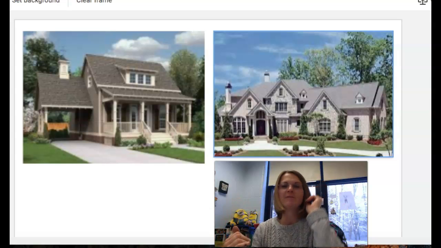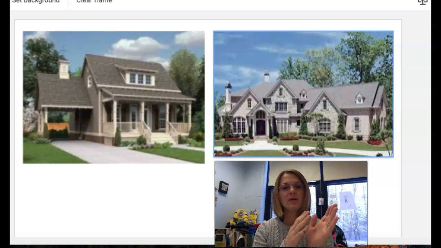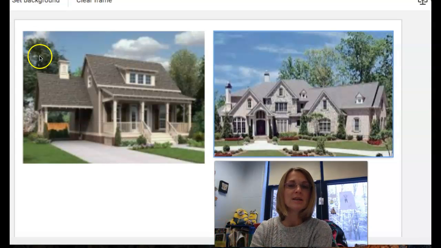What is it that's different? So compare and contrast. What is the same? Okay, similarities, we're going to compare them. And what is different, we're going to contrast them. So the example I'm going to use today is with these two houses.